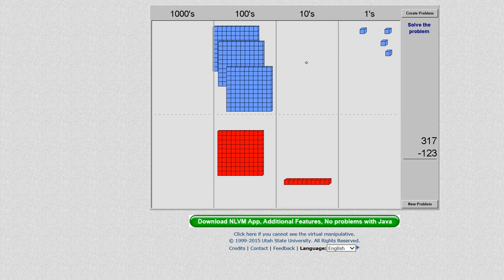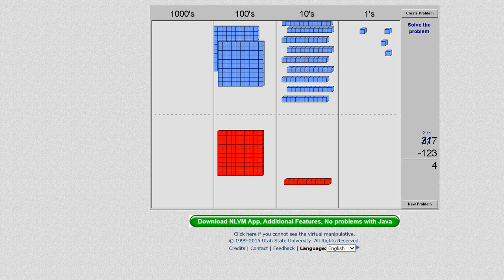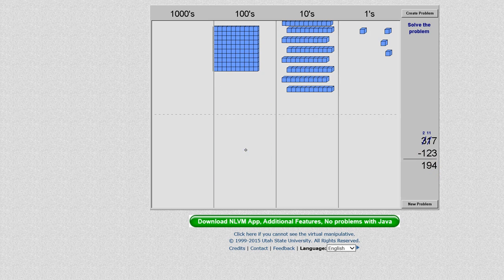So now we're going to decompose a flat into 10 rods. And notice what happened here with the algorithm. It crossed out the 3 flats and you wrote 2 flats above it because we took one of these flats and made it into tens. There was originally 1 rod, but now we can think of originally having 11 rods. Okay? And now we can cancel this out. So 11 minus 2 is 9. So there's 9 remaining, and now we'll cancel out the 1 flat. So the difference is 195.